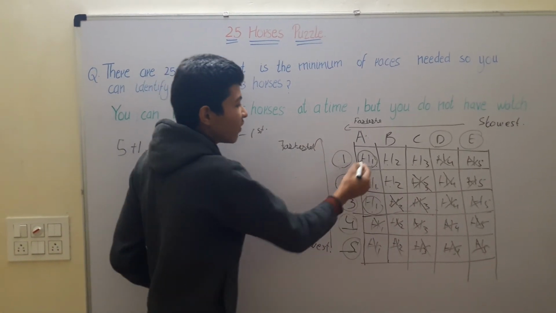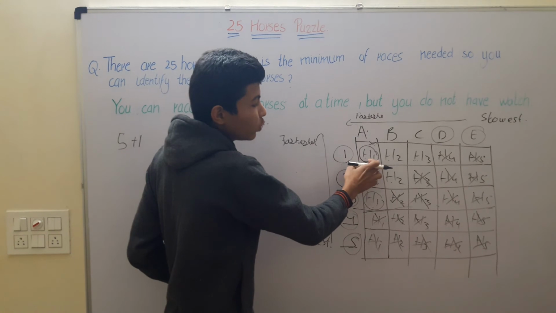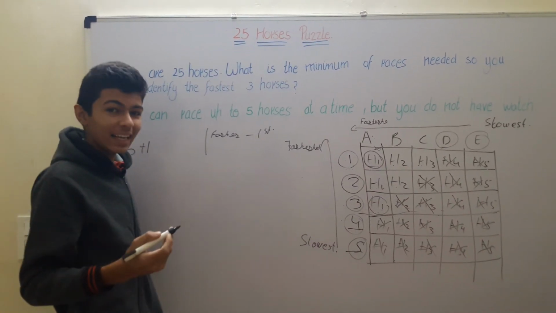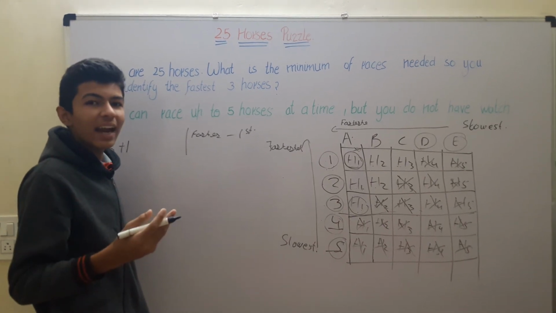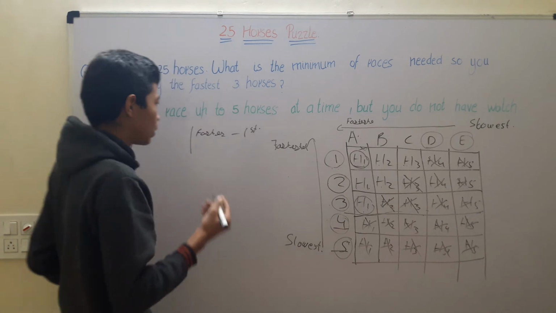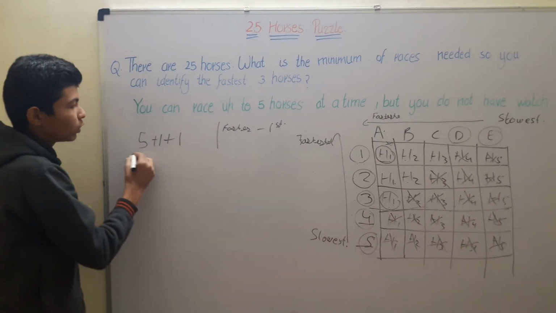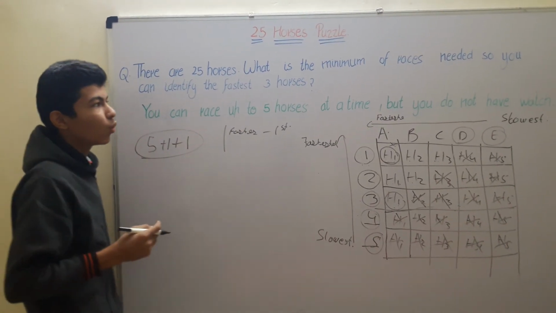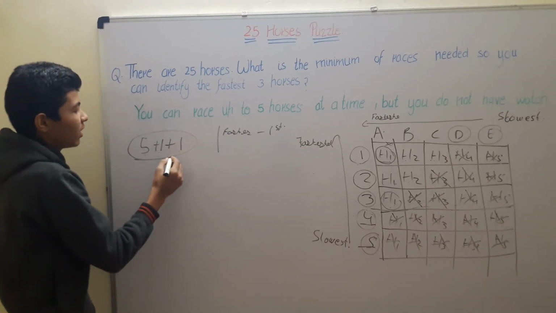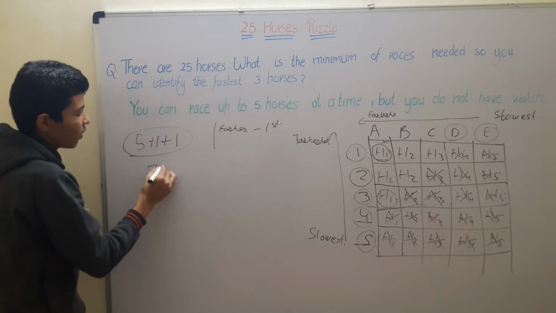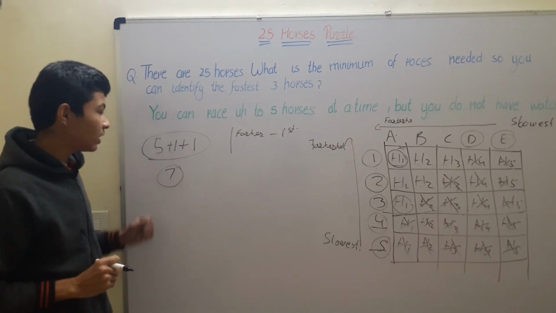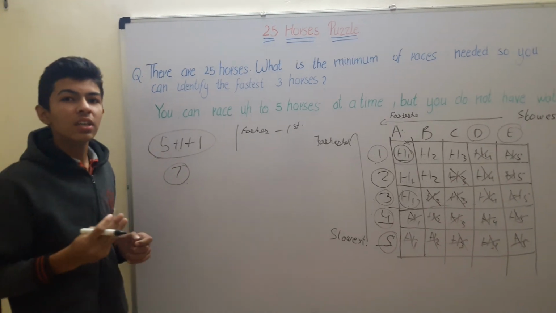In fact, we have already got the fastest horse, so we do not need to race with it. Now we have 5 horses, and we can race these 5 horses together and find the second and third horses. The total number of races conducted to find the fastest 3 horses is 1 plus 1 plus 5 plus 1 plus 1, that is 7 races. So a minimum of 7 races need to be conducted to find the fastest 3 horses.